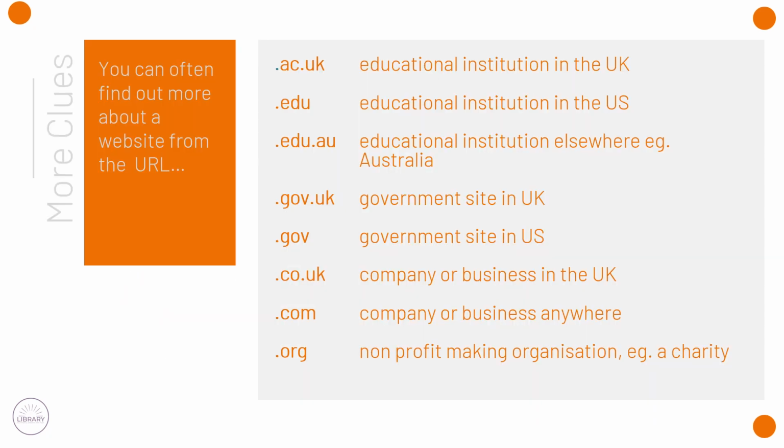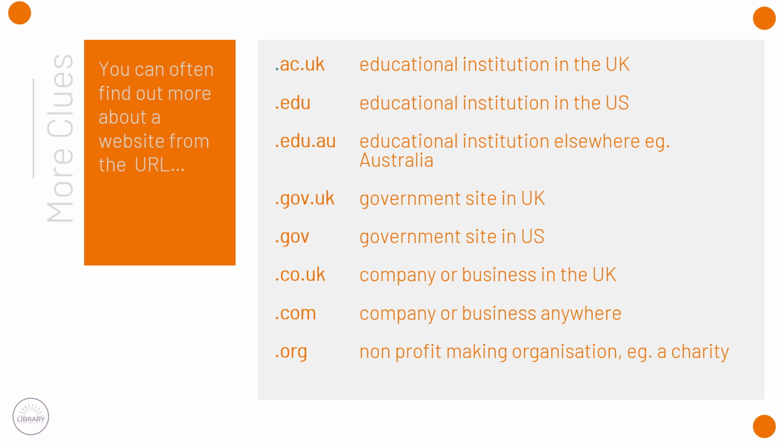Finally, it's always beneficial to look at the URL of the website you intend to use, as this can give you some extra clues as to whether or not the information is likely to be of good quality. For example, anything that has .ac.uk in the address is from a registered educational provider in the UK, and therefore it is very likely the information will be of a good standard. .gov.uk refers to a British government site, and again it's likely the information will be of a high standard.